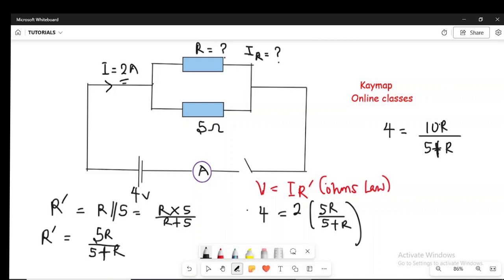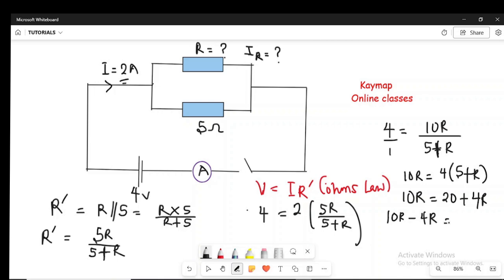Now we're going to cross multiply. We assume this is 1. 10R times 1 will give us 10R. That will be equal to 4 multiplied by everything here, which will be 4 open bracket 5 plus R. So now what will that give us? 10R equals, now we distribute this, we use 4 to multiply everything in the parentheses. 4 times 5 is 20 plus 4 times R, which is 4R. We collect like terms. That gives 10R minus 4R equals 20. So 10R minus 4R will give us 6R, which will be equal to 20.